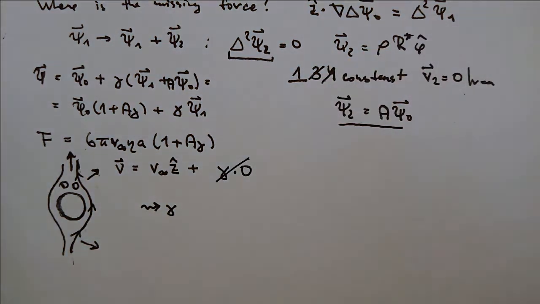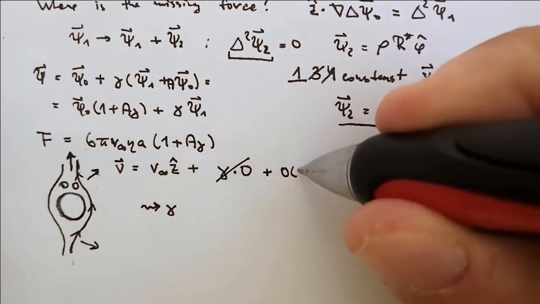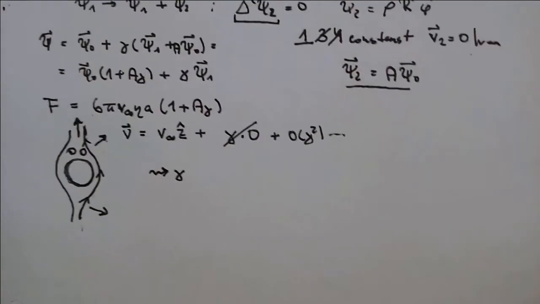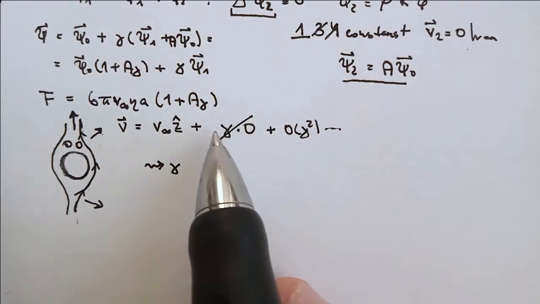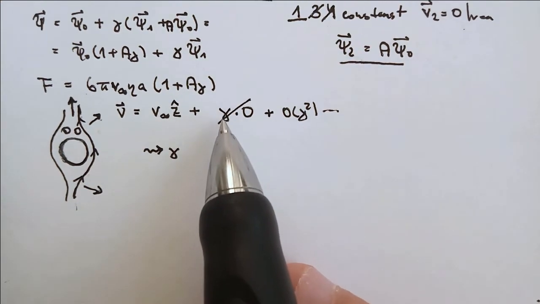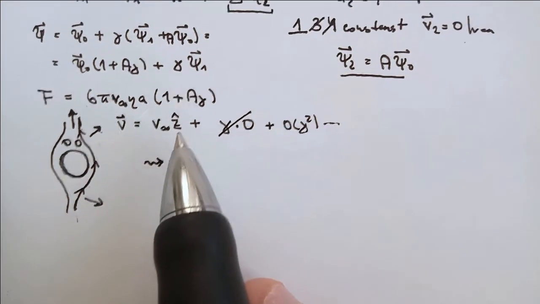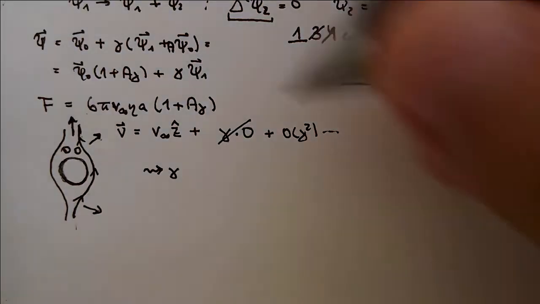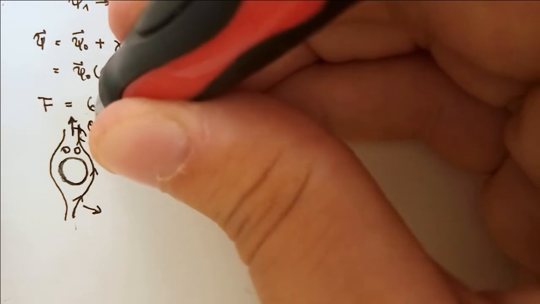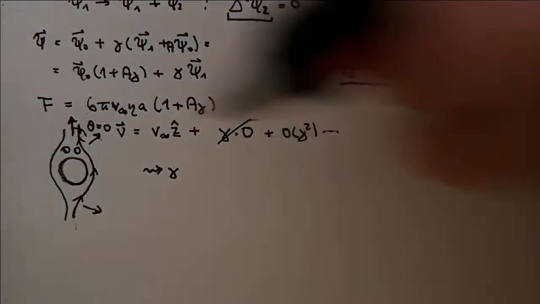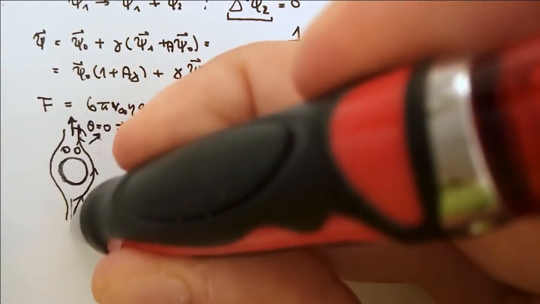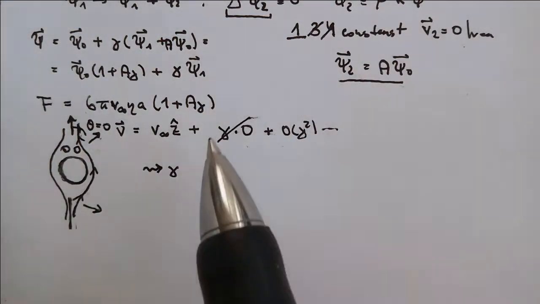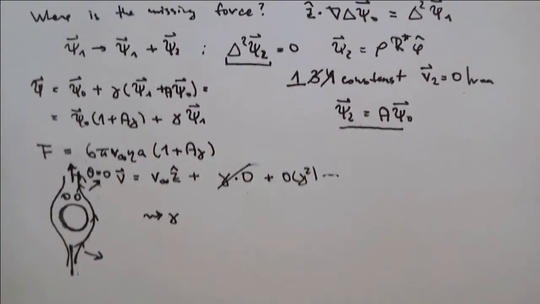There is no proportionality to gamma, or it can be proportional to gamma squared, but that is second order decomposition. So my assumption is that it's proportional only to this. This assumption holds only when theta is equal to 0, in this direction. So the velocity should be v infinity z hat, and there is no extra term.